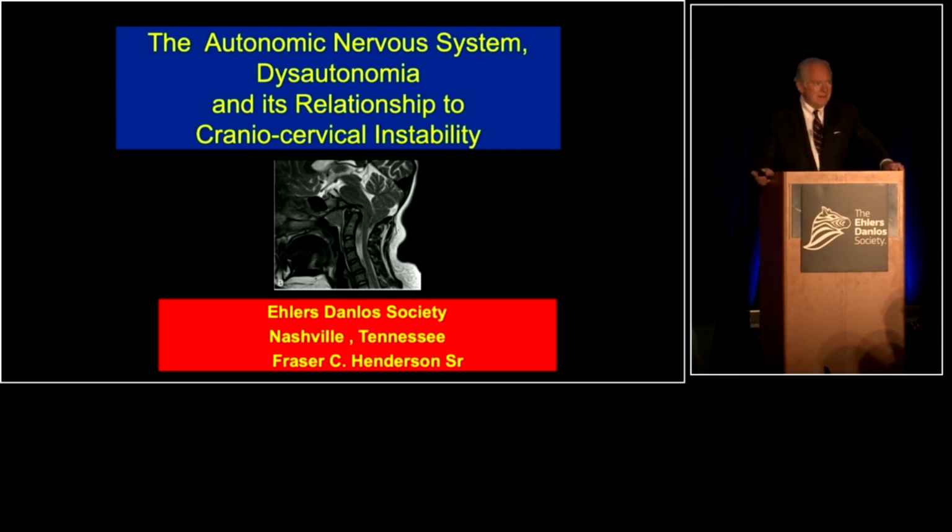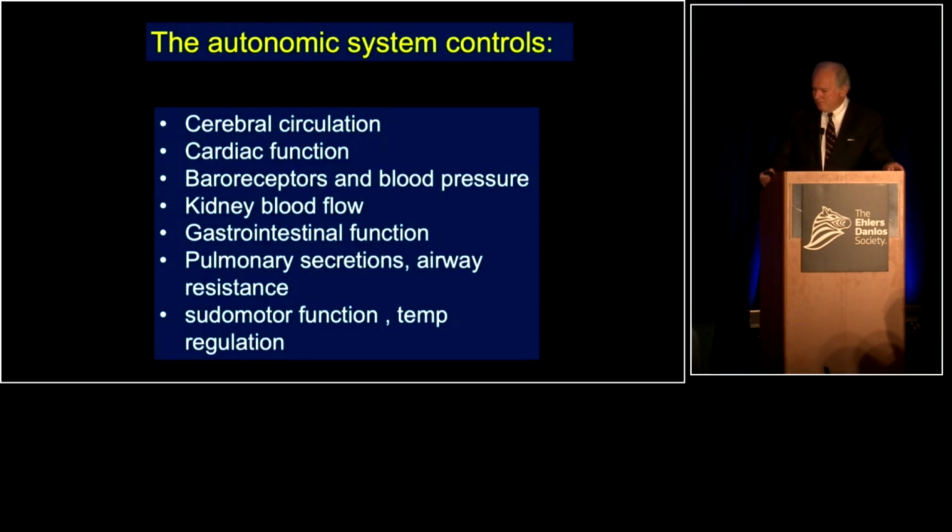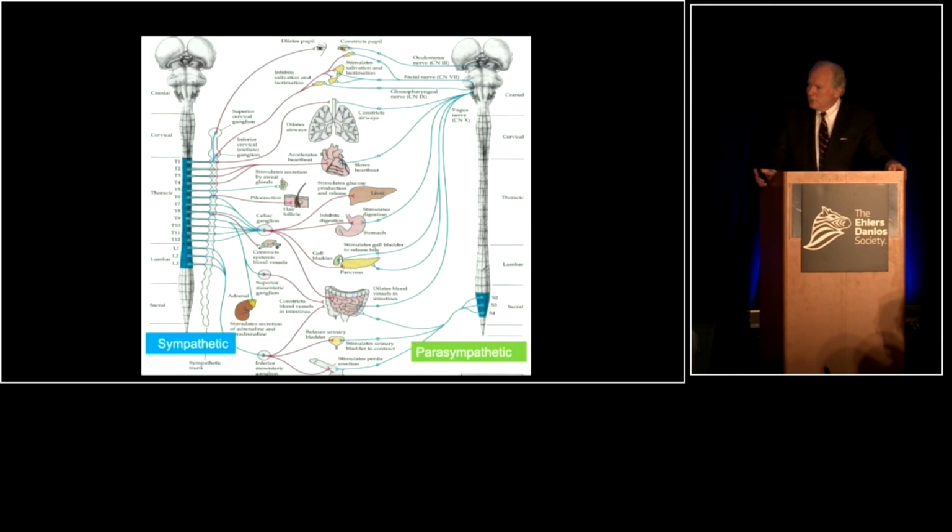I'm going to talk about the autonomic nervous system and the dysfunction of the autonomic nervous system, which is dysautonomia, and how that relates to cranio-cervical instability. So the autonomic nervous system controls all those things that you don't have to think about: cerebral circulation, cardiac function, blood pressure, blood flow to the kidneys and hence urine output, gastrointestinal function, pulmonary secretions, and how the blood flow in your skin is conducted. This is the autonomic nervous system.